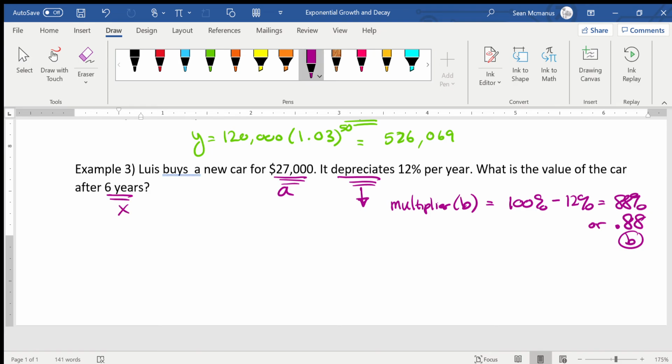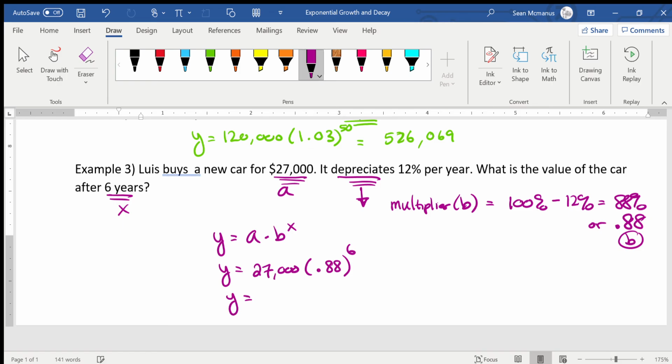So this is really the same thing as the last 2 problems, but it doesn't walk me through it step by step. I have to know what to look for. I've got to find the A, the B, and then the X. Now I plug them all in. So Y equals A times B to the X. A is the initial, so $27,000. B is the multiplier, so it was 0.88. Less than 1, so it's going down, and X was 6 years.